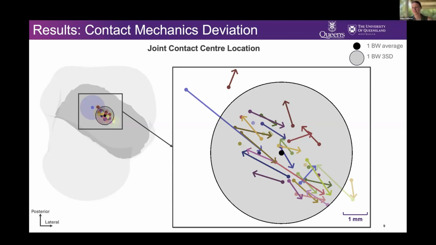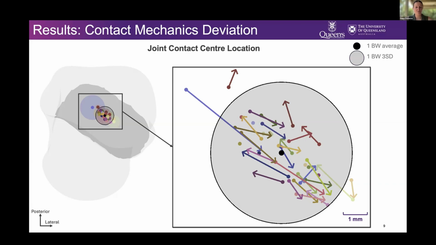So that is just the variation that we see in that first trial. Now, all the different colored arrows and dots is every single participant and how they individually responded. The dot, or the beginning of the line, is their joint contact center location in the one body weight trial, and the arrows point to where their joint contact center location was in the 1.5 body weight trial. We can obviously see a really large spread here, with some dots not even having an arrow because it was in the same place, versus others going quite far.